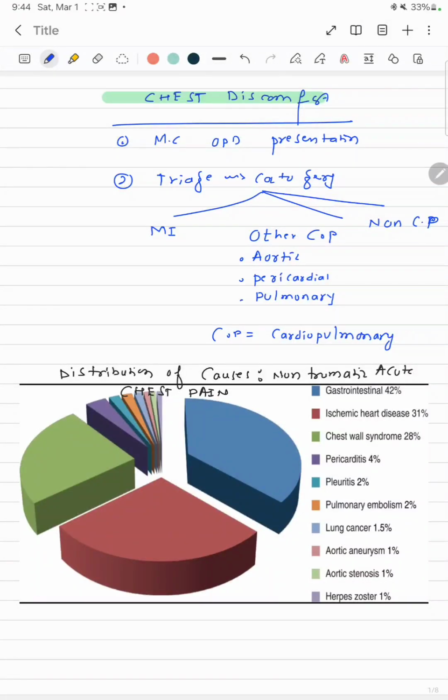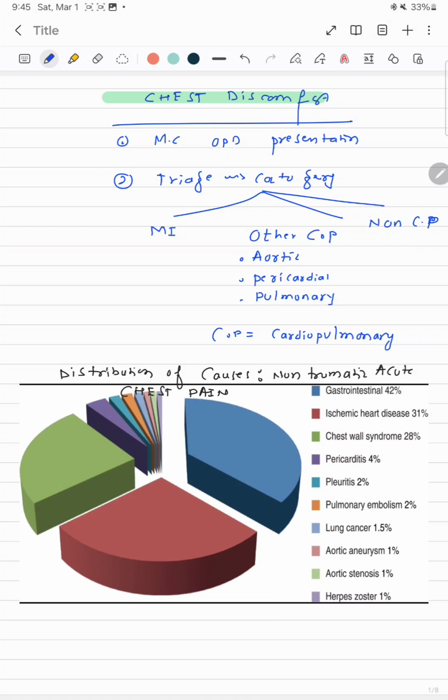Hello everyone. We are going to see today one of the important symptomatologies, that is discomfort or chest pain presenting to the OPD or emergency department, that is ED. It is one of the most common presentations to the OPD. So immediately for any patient with chest pain, we should triage and categorize them based on symptomatology and clinical correlation as myocardial ischemic type of category, and other than that, cardiopulmonary pain and non-cardiopulmonary pain.